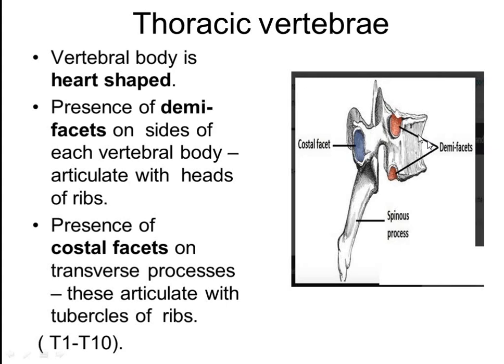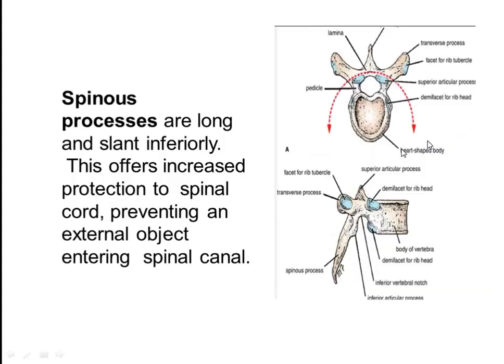As far as the body is concerned, the body of the vertebra has costal facets for articulation with the heads of all the ribs. Of course, there are demi-facets in certain vertebral bodies and complete facets in certain vertebral bodies in which the ribs articulate with the corresponding vertebra only, those atypical ribs.